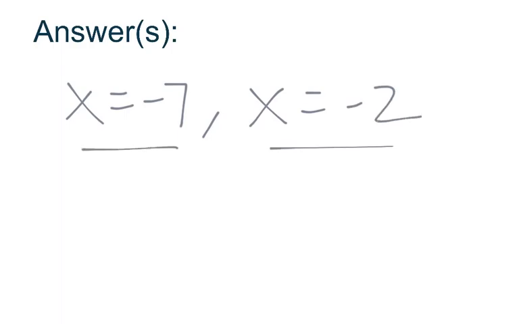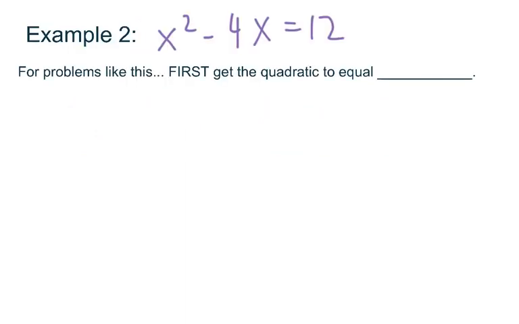So how many answers do we have with these problems? We can have 2 answers with these problems. So we get x equals negative 7 and x equals negative 2. So not much different here. We're just adding an extra step after the diamond.